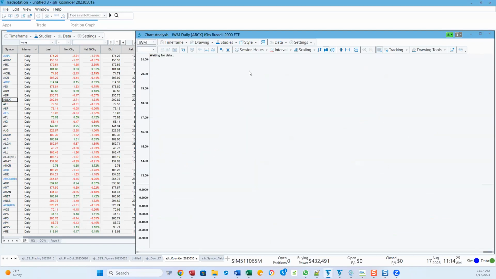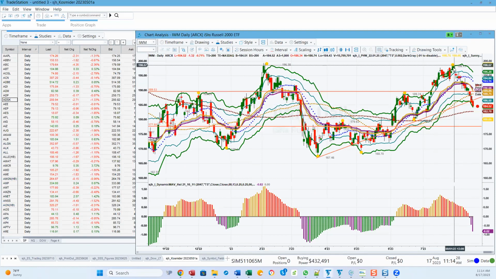IWM, let's see what that is. Again, the short signal up here at the top, confirmed on the next bar, which is here. And we've got a sell signal there on that one.